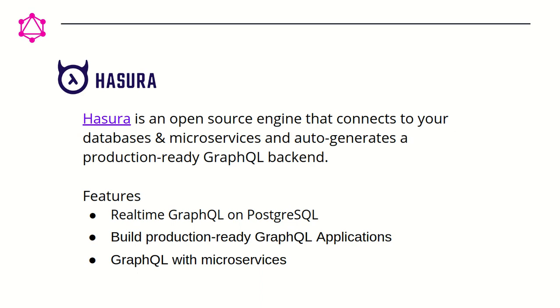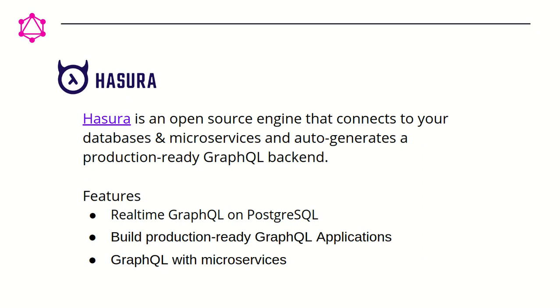The next thing is Hasura. Hasura is an open source engine that connects to your database and microservices and auto-generates a production-ready GraphQL backend. Sometimes you would just want to spin up a GraphQL API. Hasura makes it easy in the sense that you don't have to write many schemas. It just looks at your database and automatically exposes a GraphQL API for you.